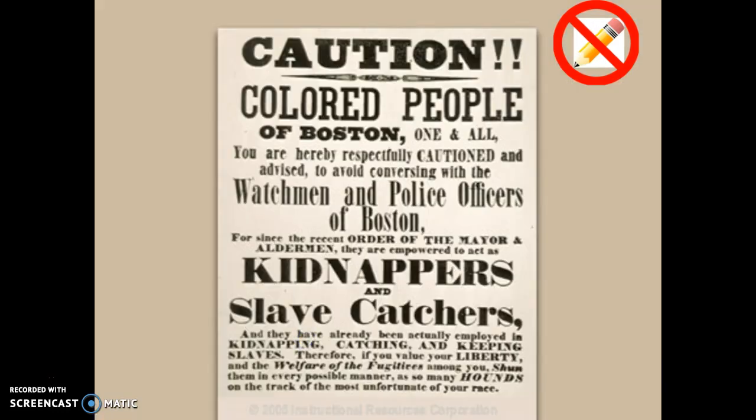This is another sign that was put up in the North in Massachusetts, where they wanted to warn the people of the policemen and bounty hunters or people who were being captured and returned to slavery, and even kidnappers. There were times that slave catchers, because they got money every time they returned a slave, were able to kidnap free black men and women of the North and sell them into slavery for a profit.